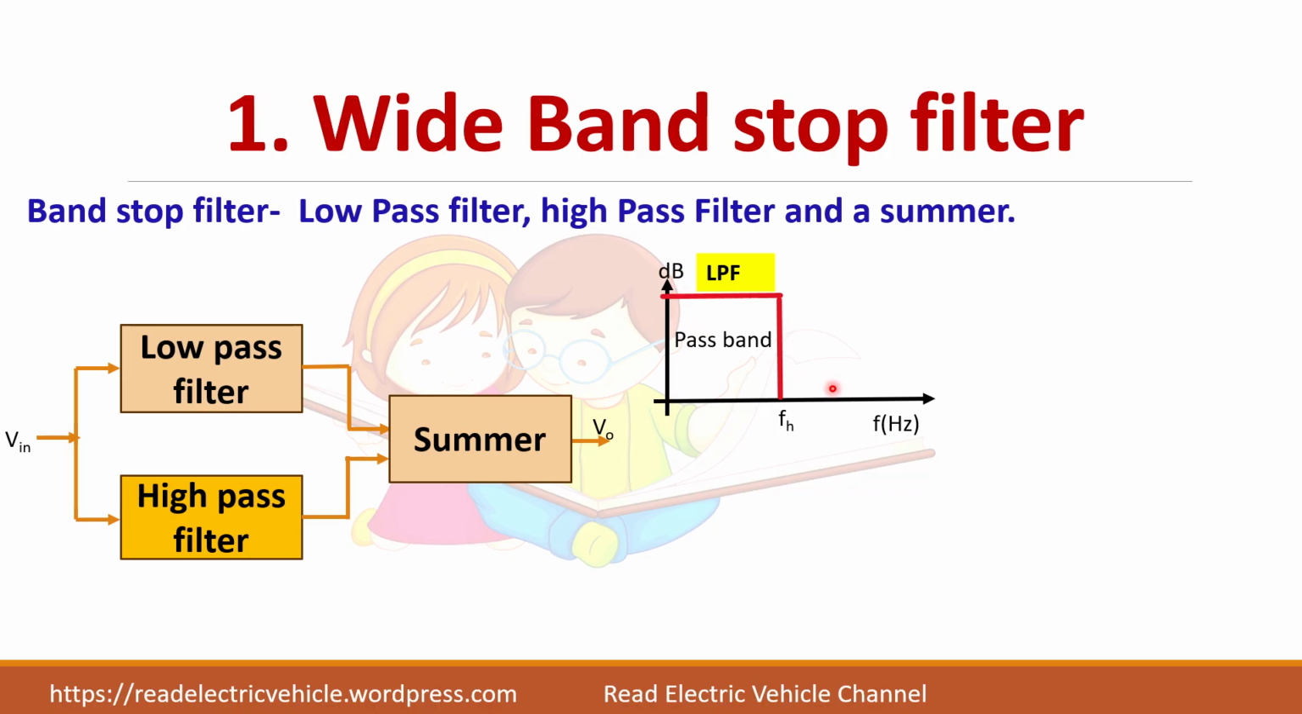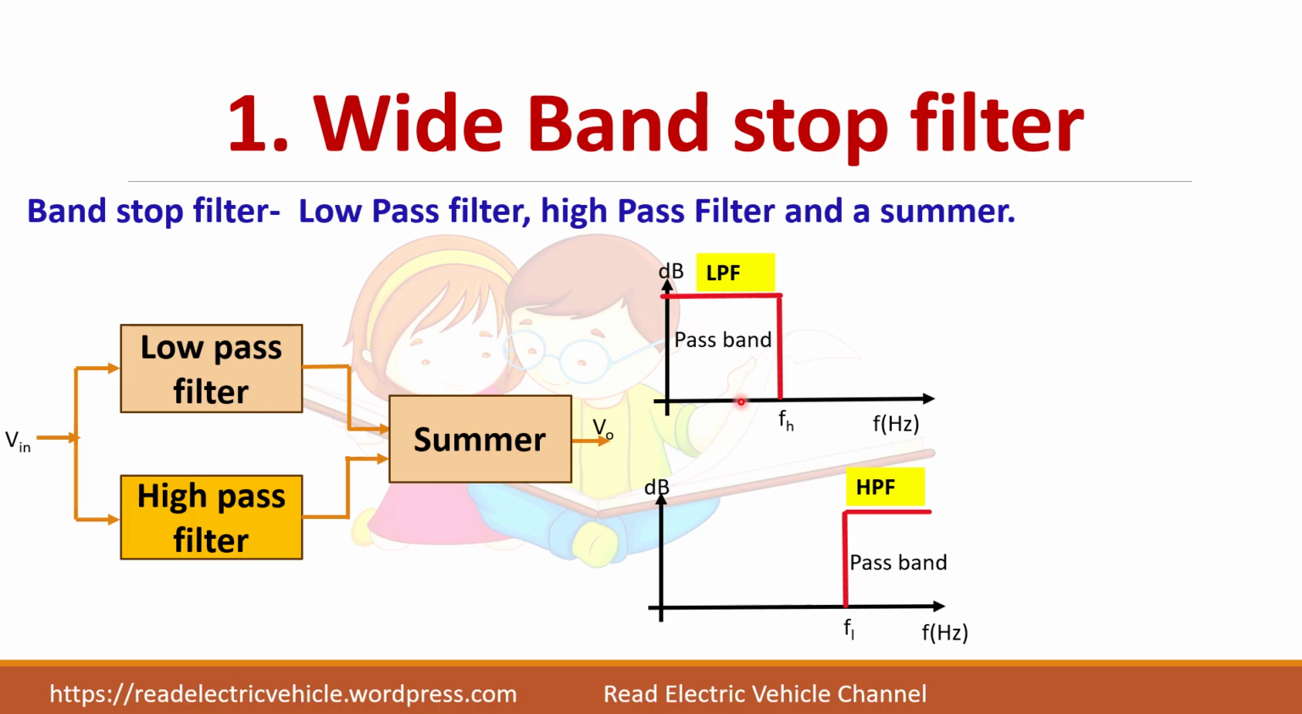We know this is the characteristics of a low pass filter. LPF refers to low pass filter. Low pass filter cutoff frequency is FH. And we have a high pass filter here whose cutoff frequency is FL. So low pass filter will allow low frequency signal, high pass filter will allow high frequency signals above this frequency.